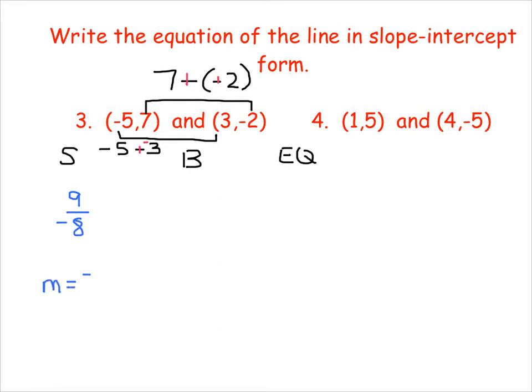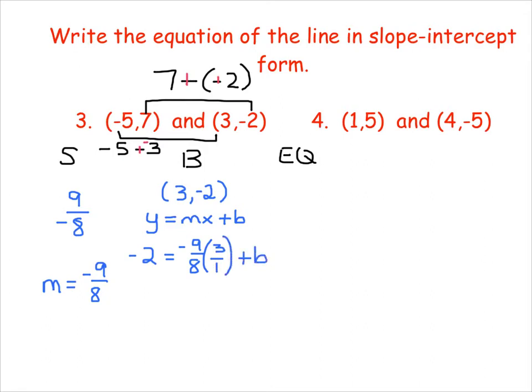So my slope is -9/8. Now I'm going to take 1 point, it doesn't matter which one, I'm going to take (3, -2). I'm going to plug it into the y equals mx plus b formula. So my y is a -2, my m is -9/8, and my x is 3/1, plus the b. So I have -2, a -27/8 plus b. I need to make that into a decimal, so that's -3.375.